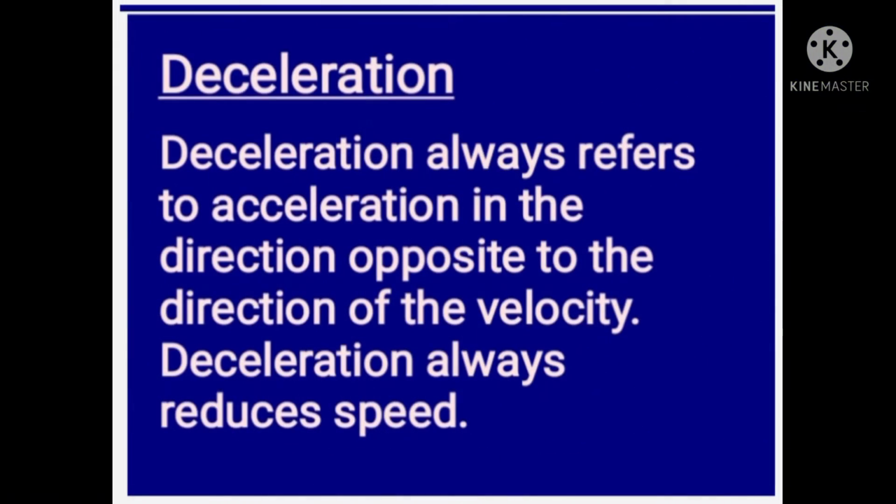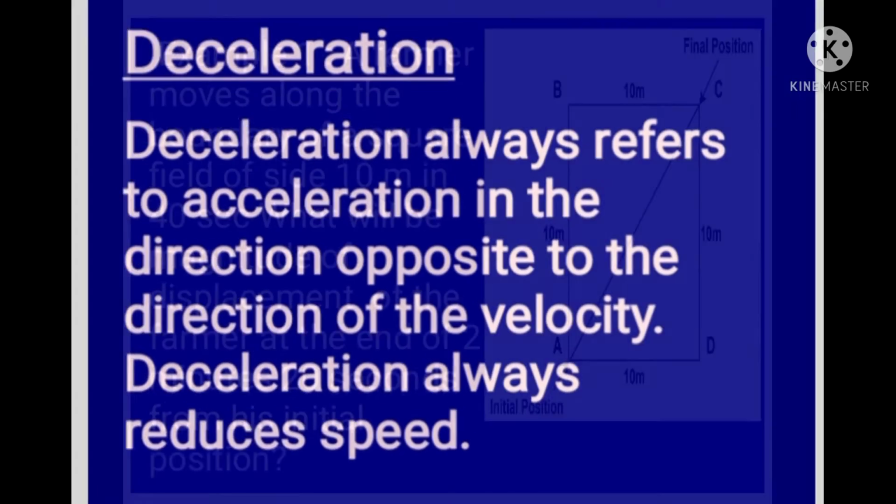We can say that when a body decreases its velocity in a regular manner, a negative acceleration occurs. This negative acceleration is called retardation. Other words for this are deceleration or negative acceleration. So what is deceleration or retardation? Deceleration always refers to acceleration in the direction opposite to the direction of the velocity. So deceleration always reduces speed.